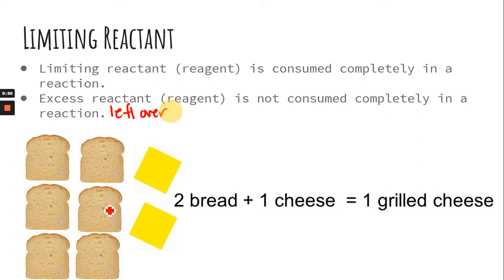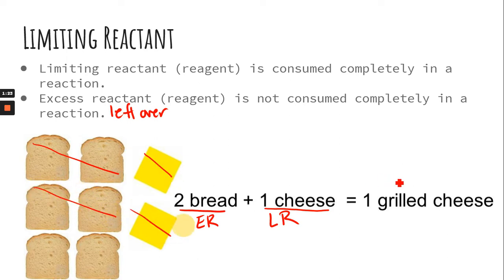But if you go to your kitchen and you have 6 slices of bread and 2 pieces of cheese, then you are limited to 2 grilled cheese sandwiches because of the cheese. The cheese will run out first, meaning that that is the limiting reactant. I tend to abbreviate limiting reactant as LR, leaving the bread as excess reactant or ER. So we would use 2 slices of bread for every 1 cheese. And what we see is that we'll make 2 sandwiches and have 2 pieces of bread left over.